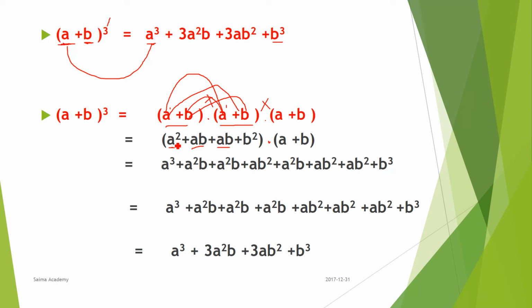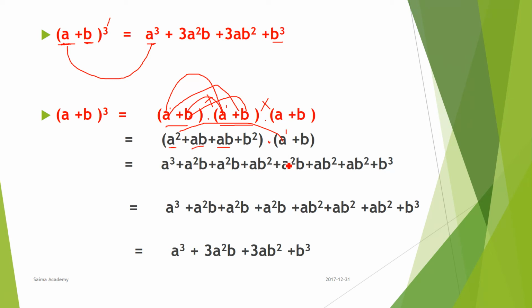If you want, you can multiply a square with a, then ab with a, or you can multiply a with a square, a with ab. It's up to you, right? So I will multiply a plus b with all these variables. First we will multiply a with this a square, and this is 1.